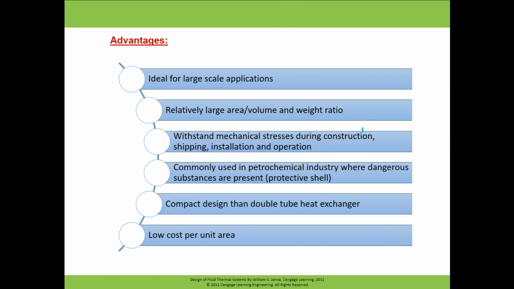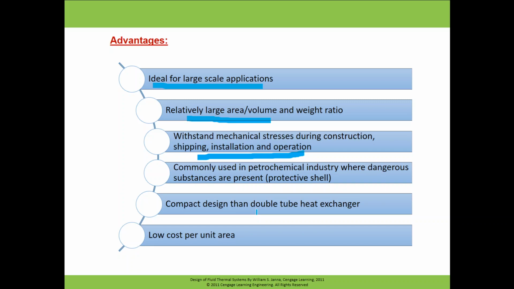Now, what are the advantages of shell and tube heat exchangers? If we see the advantages, it is ideal for large scale applications, and it has a relatively large surface area to volume ratio. It can withstand the mechanical stresses during construction, shipping and installation, and even in operation. It is commonly used in petrochemical industries where dangerous substances are present. It has a more compact design than the double pipe heat exchanger, because in a big shell you can put a number of tubes, and that enhances the surface area to a large extent.